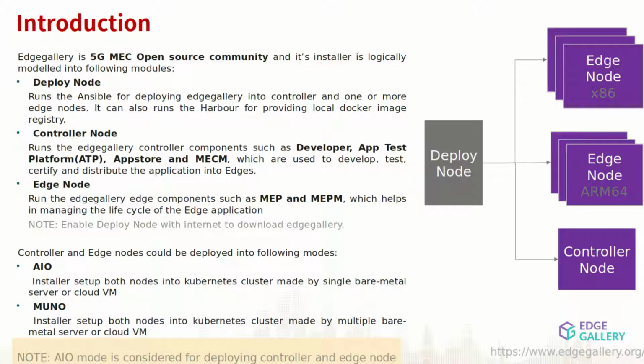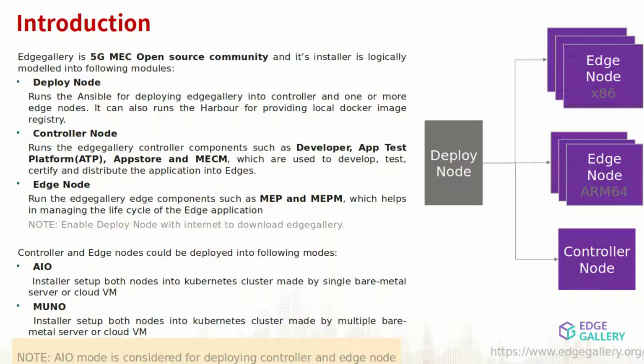Controller Node runs the EdgeGallery controller components such as Developer, Application Test Platform ATP, App Store and MECM, which are used to develop, test, certify and distribute an application into edges. Edge Node runs the EdgeGallery Edge components such as MEP and MEPM, which help in managing the lifecycle of an Edge application.